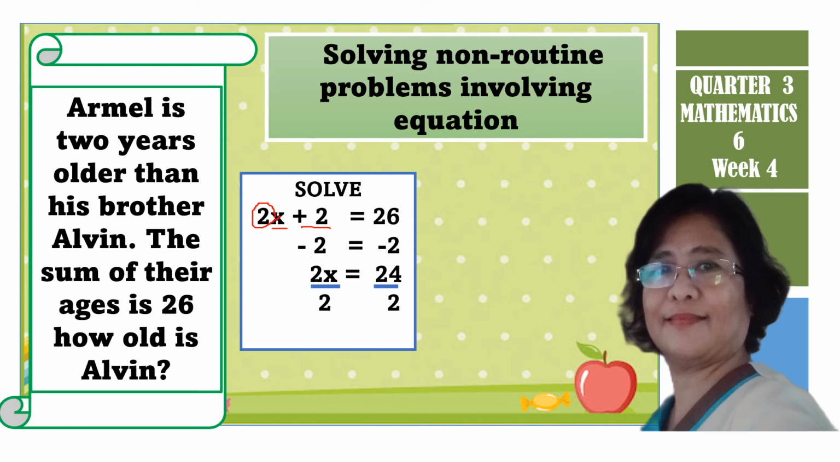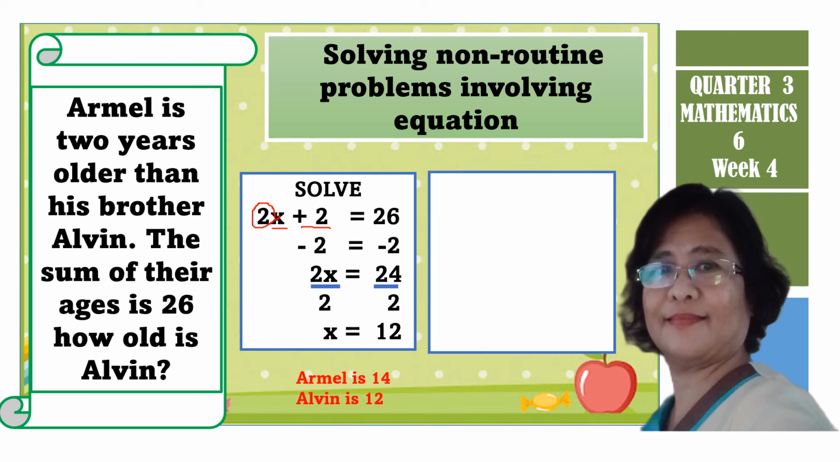2x divided by 2 is x, and 24 divided by 2 is 12. So the value of x now is 12. So the age of Armel is 14 while Alvin is 12.